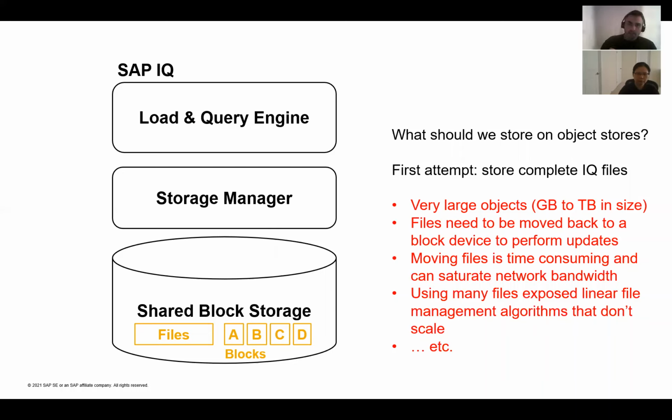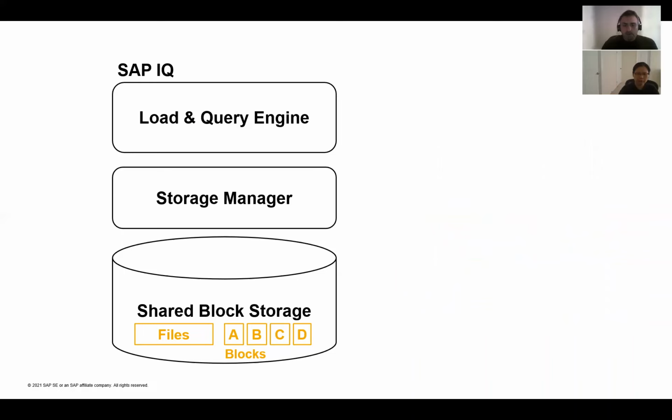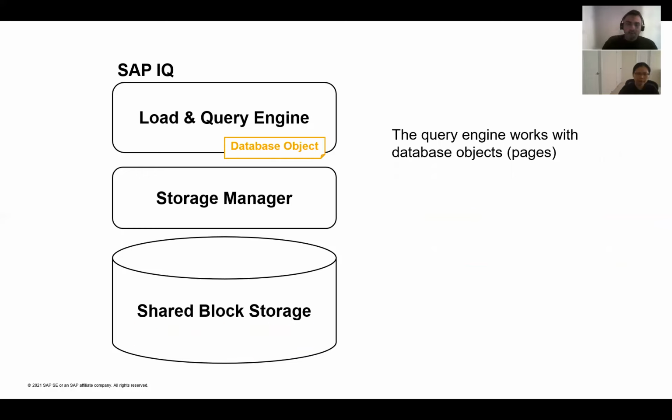To put things into perspective, other RDBMS systems such as Snowflake partition the data horizontally and store data of these partitions on the object stores. So the files that we are moving here were much larger than the units that are used by a system like Snowflake. So we went back to the drawing board and we started to think of a different approach. We started to look at how data flows between the query engine and the shared block storage.